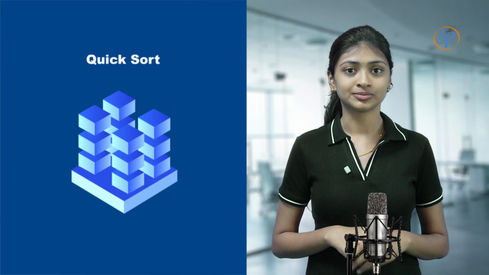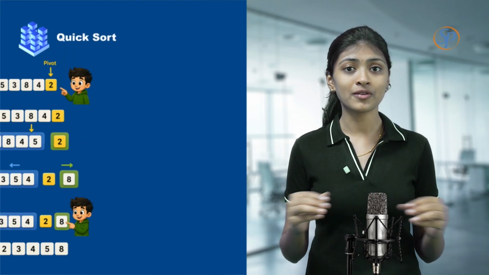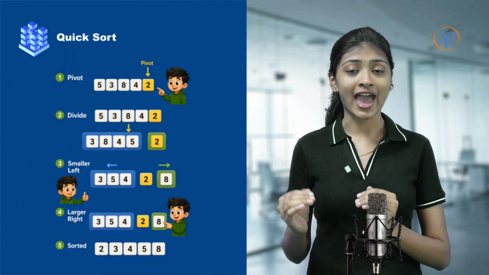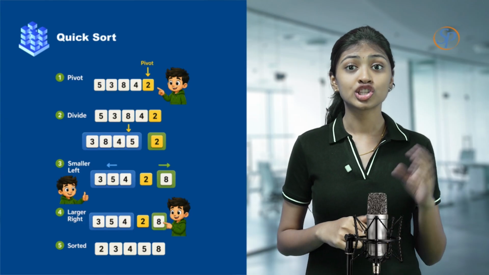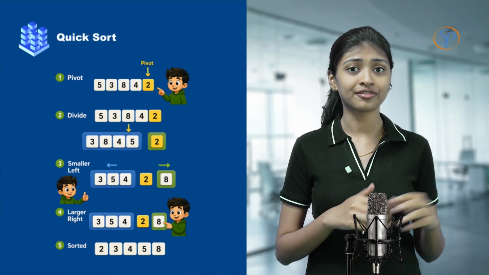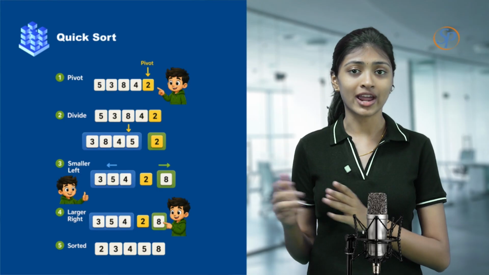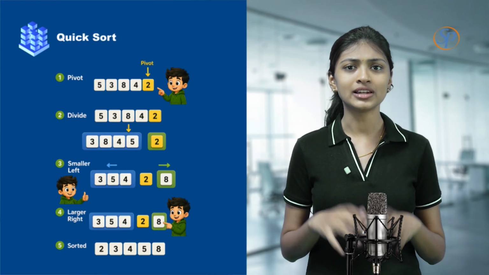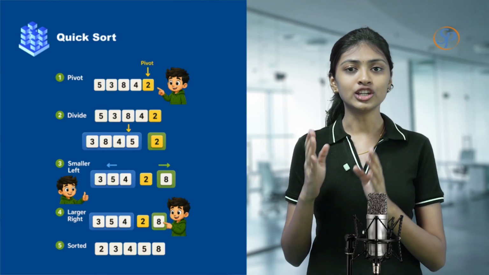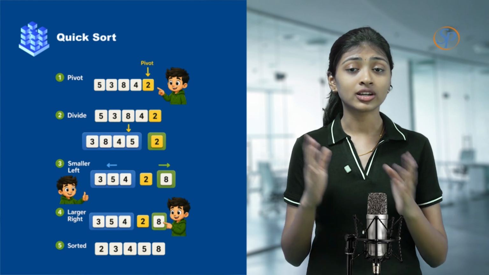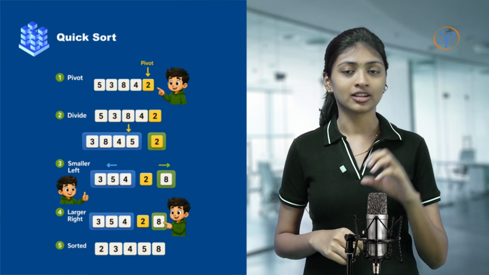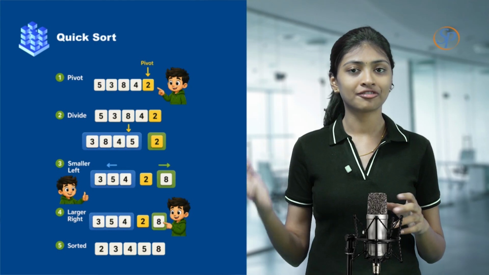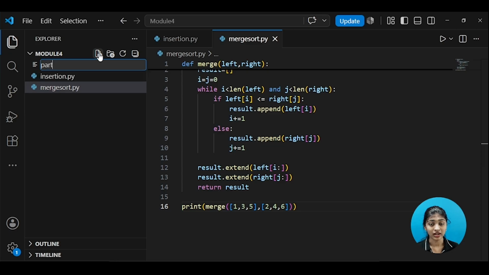Now quick sort. Quick sort uses a pivot. It divides the array into two parts. Smaller elements go left, larger elements go right. For example, take 5, 3, 2, 4. Pivot is 4. Left 3, 2 and right 5. Now let's move on to quick sort.